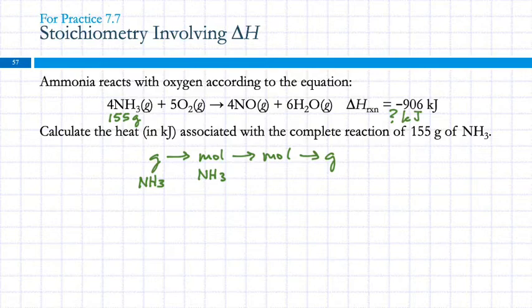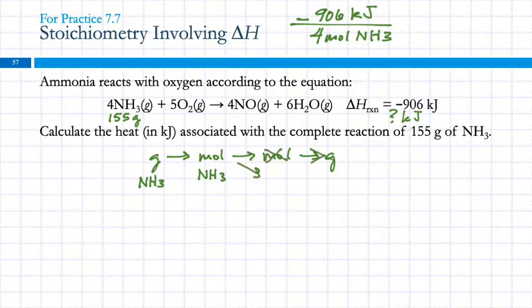No, I don't, because this is telling me that I have negative 906 kilojoules per 4 moles of ammonia. How it's conventionally written, we can apply this to any of these. So we don't need this second mole term. We don't need to go to grams, so we can go directly to kilojoules. So these end up being a little shorter.